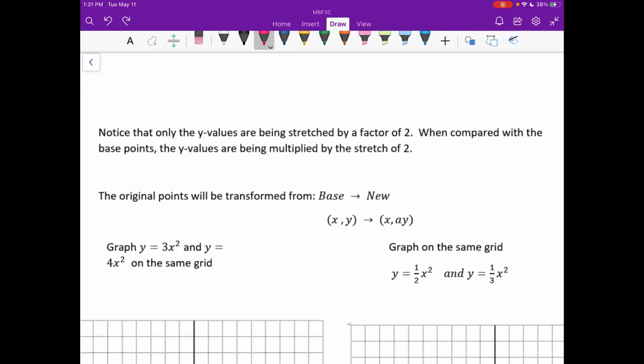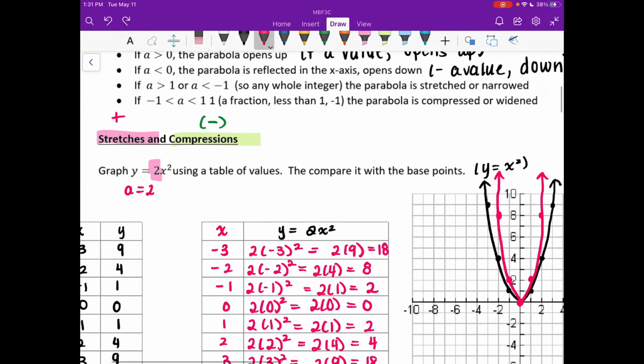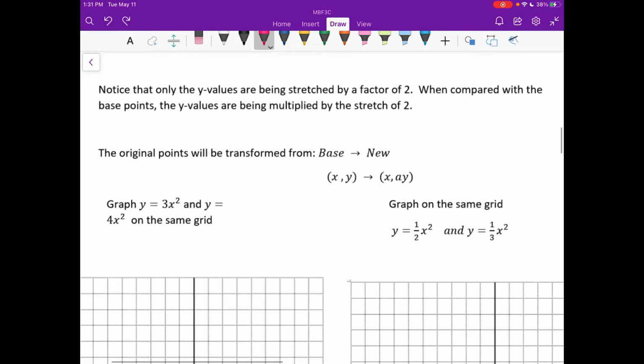So what happened is that they actually stretched by a factor of 2. And if we go back and look, our a value is 2 as well. So we know that in order to get from the base function, which is y equals x squared, to the new function, we leave the x's alone and then we just multiply the y's by a. So we do a times y: we take the base, which is 9, 4, 1, 0, 1, 4, 9, and we multiply those y values by a to get our new y values.